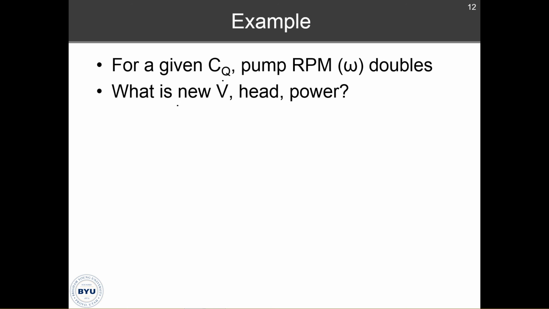For a given coefficient of flow pump with a speed omega in rotations per minute, if that omega doubles, what is the new volumetric flow rate, the new head, and the new power? Okay, so in other words, we're given a pump with a coefficient of flow rate, CQ. The speed doubles. What does that do to the new volumetric flow rate, head, and power? Okay, so where do we go? How do we approach this?